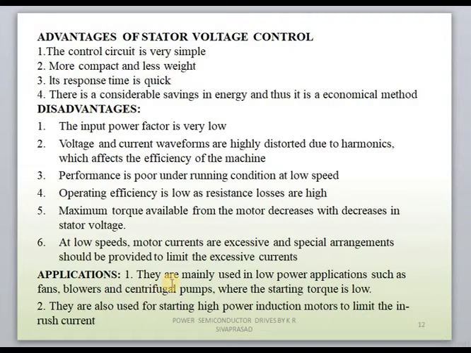And applications: they are mainly used in low power applications such as fans, blowers and centrifugal pumps, where the starting torque is low. They are also used for starting high power induction motors to limit the inrush current, that is, the starting current. For reducing the starting current also we can use this type of stator voltage control method.